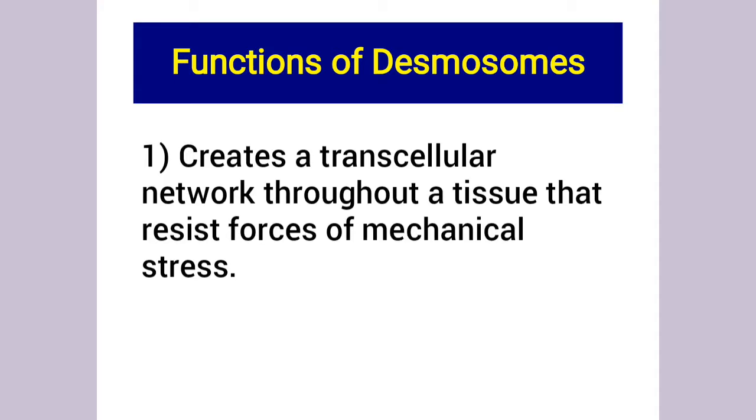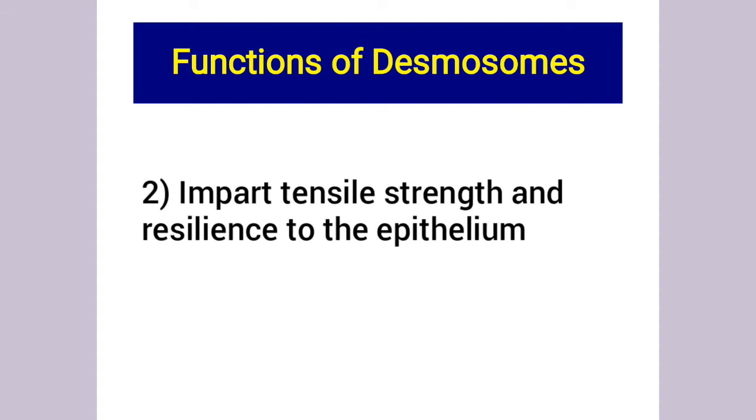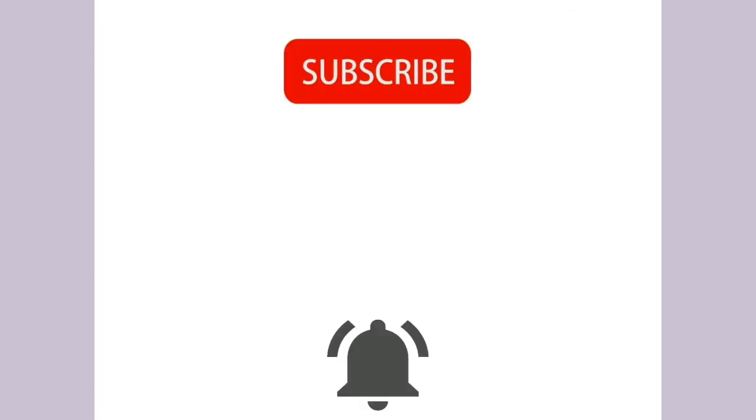Let's see the important functions performed by desmosomes. Desmosomes create a transcellular network throughout a tissue that resists forces of mechanical stress. Hence, they are found in stratified squamous epithelia, myocardium, etc., that are subjected to constant stress. The desmosome intermediate filament complex impart tensile strength and resilience to the epithelium. So this is all about the molecular structure and functions of desmosomes.